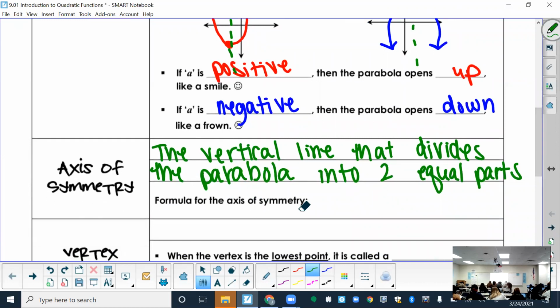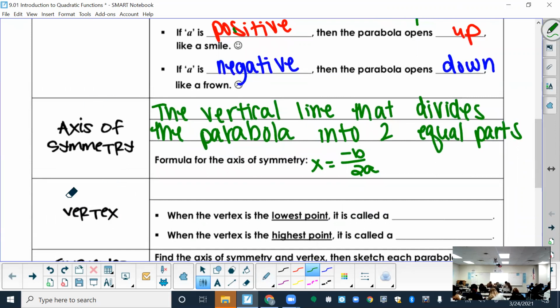All right, the formula for axis of symmetry, so we're going to solve it algebraically and graphically. But the formula is negative b over 2a. And that's x equals negative b over 2a. So we'll get to how to use that formula in the examples.